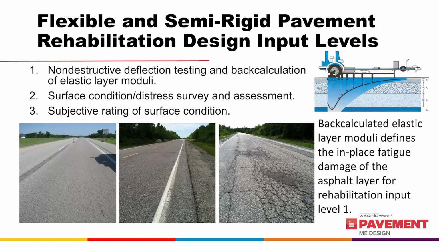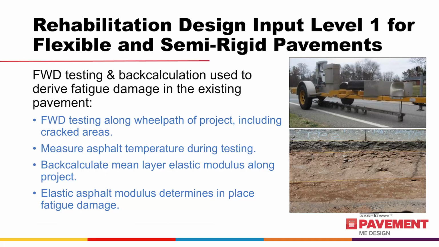Level 2 requires data from surface condition or distress survey and assessment. Level 3 needs subjective rating of surface conditions. As a note, the MEPDG Manual of Practice suggests or recommends that Rehabilitation Input Level 3 should not be used unless no deflection data and no distress surveys have been completed, like what might be done for a preliminary rehabilitation design. This is the process of getting Rehabilitation Design Input Level 1 data for flexible and semi-rigid pavements using FWD testing and back calculation to derive fatigue damage in the existing pavement.